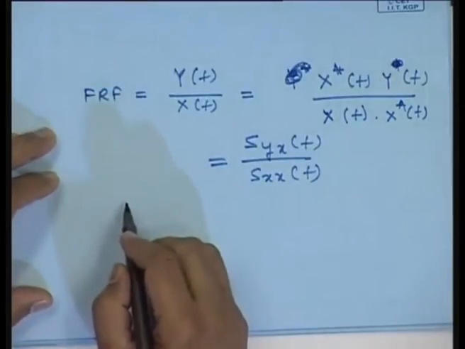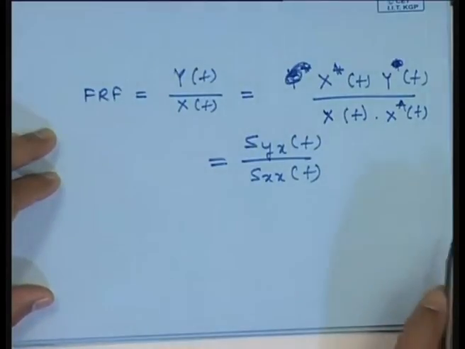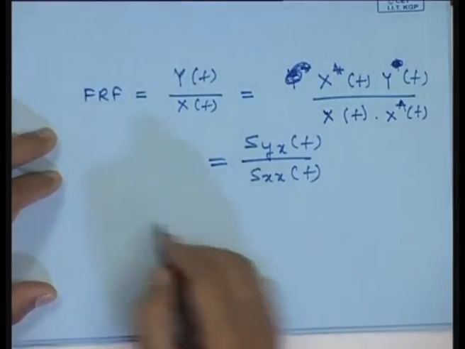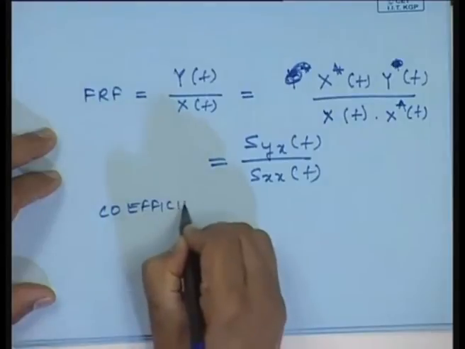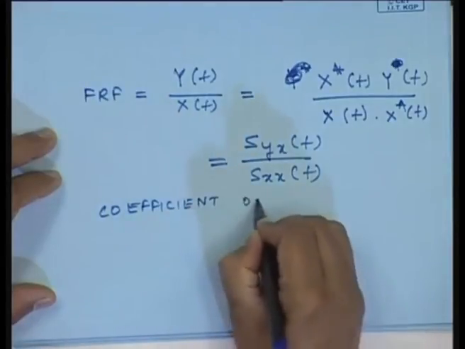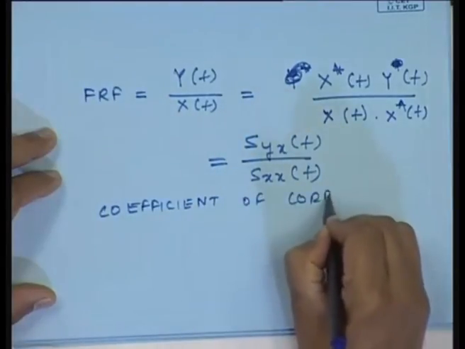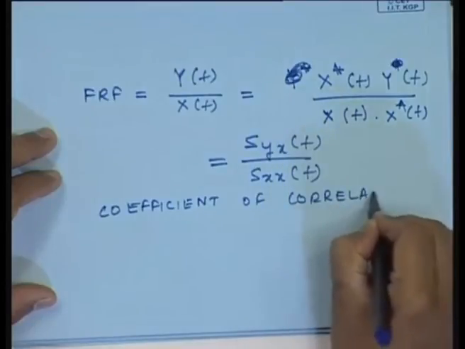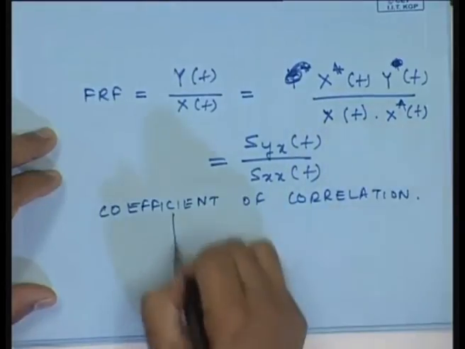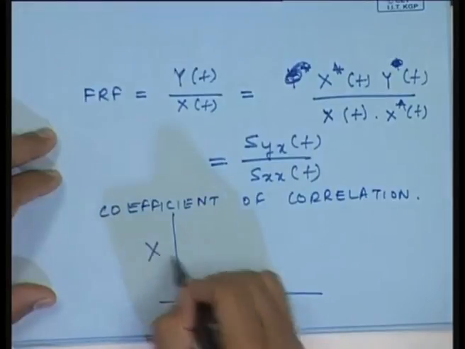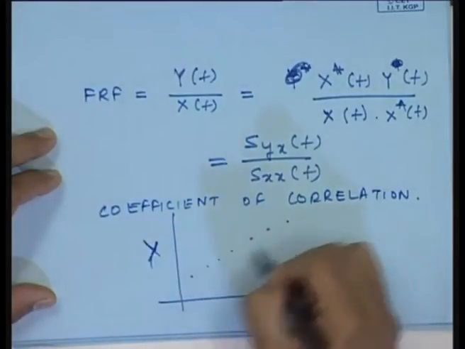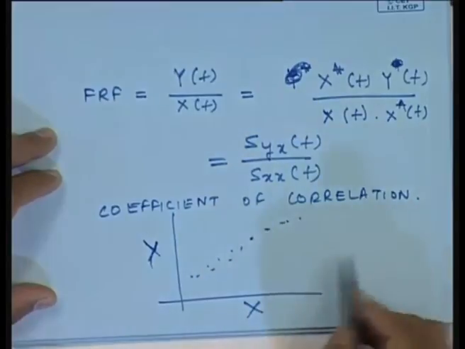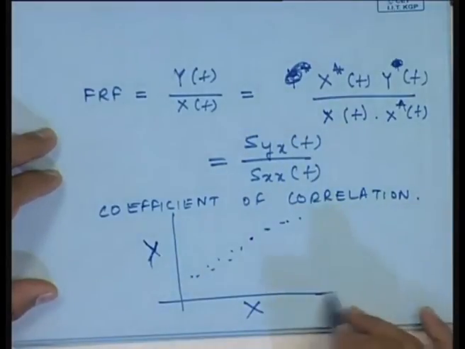Now, there is another quantity which you have related. How are x and y related? Like in statistics, you must have studied about coefficient of correlation. If I plot x and y, if they are very close by, I will say they are nicely correlated in the time domain.